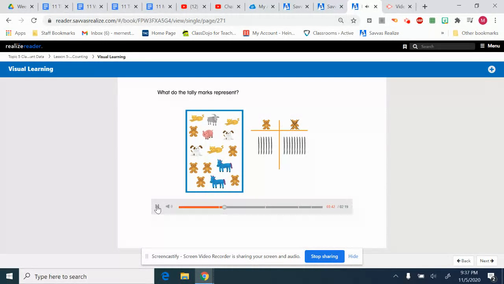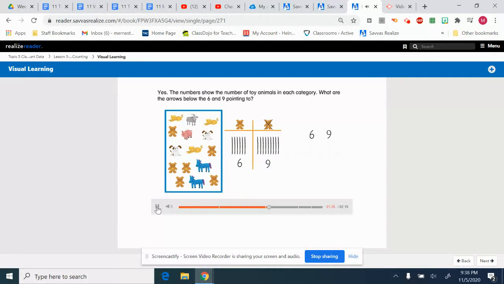What do the tally marks represent? Each mark represents an object that fits in that category. How many tally marks are in the teddy bear category? There are 6 tally marks in the teddy bear category. How many tally marks are in the not teddy bear category? Do you remember 9? 9 tally marks are in the not teddy bear category. Do the numbers match the number of tally marks? Yes, they do. The tally marks show the number of toy animals in each category.